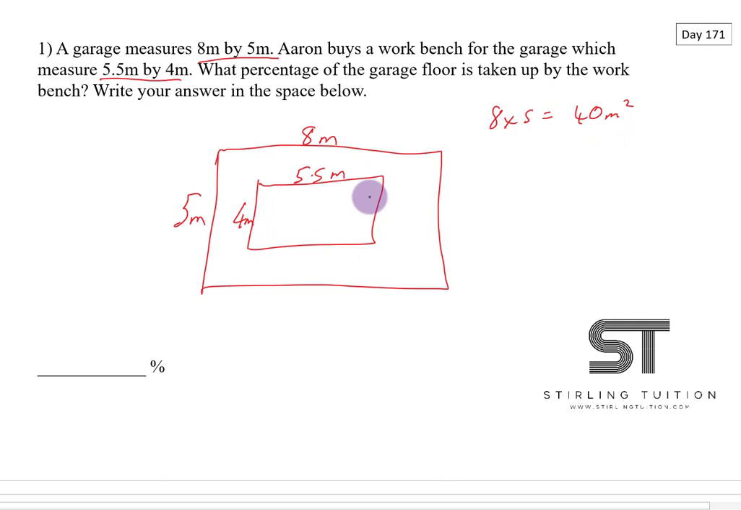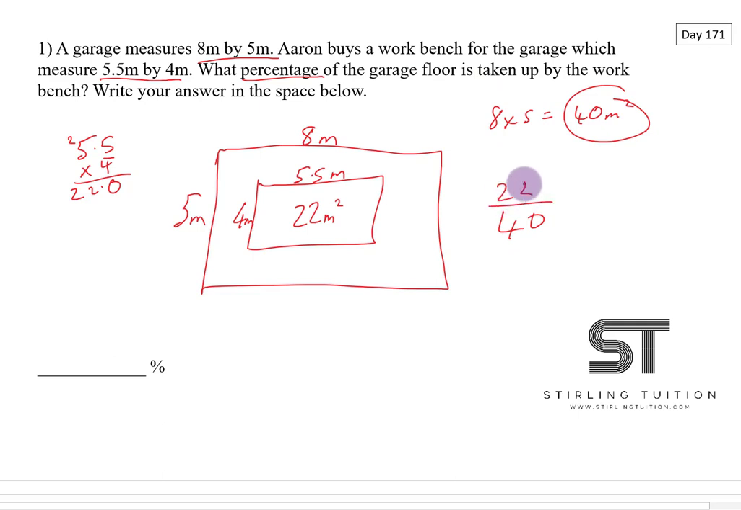Then we need the area of the workbench. So that'll be 5.5 times 4, so length times breadth. 5 fours are 20, carry the 2, 5 fours are 20, add the 2, be 22, not forgetting our 1 decimal place. So the area of this here is 22 metres squared. So what we need to do is write it as a percentage. So what percentage of the garage floor is taken up? So the whole garage is 40, and we write it as a fraction. So basically the workbench is 22 metres out of 40 metres.